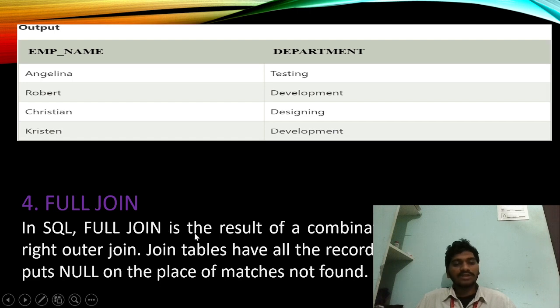In SQL, full join is the result of a combination of both left and right outer joins. It joins tables having tuples from both tables. Both tables put null in place of matches not found. So it selects all the values from the left table and right table based upon the condition. If there is no matching condition, it simply returns null values.